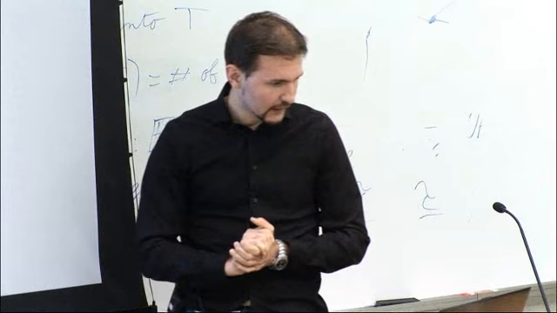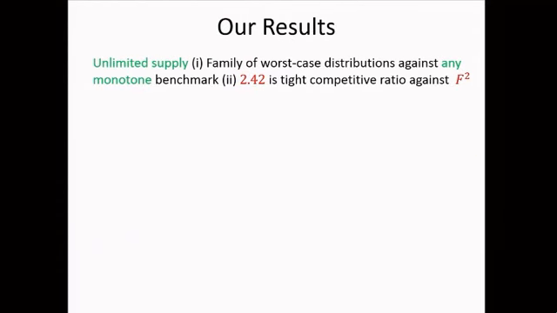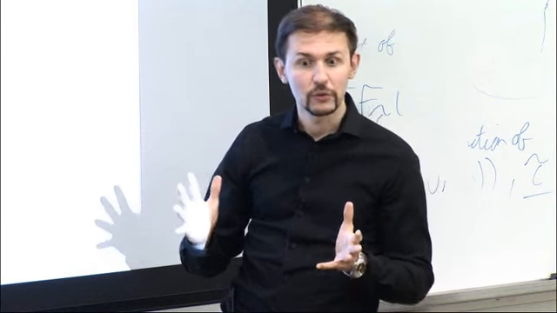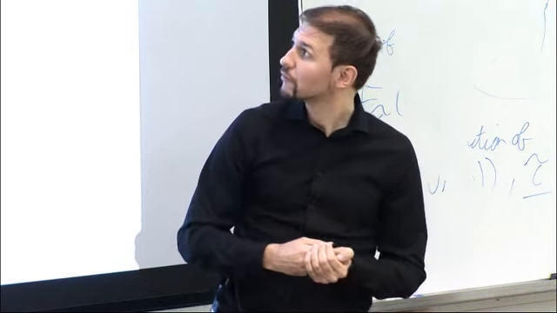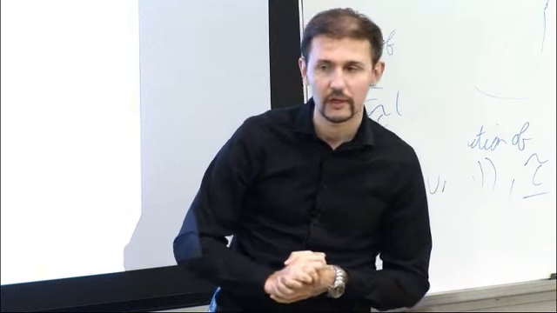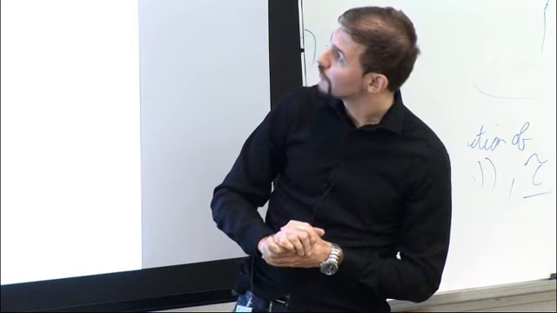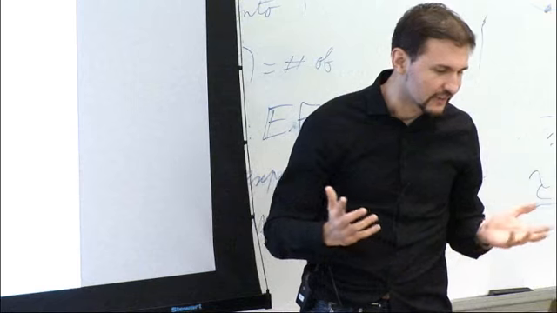For the unlimited supply case, the most important step in the proof was the following. For the family of all monotone benchmarks, imagine that somebody gives you any function that is just monotone, and you want to answer the question: what is the competitive ratio with respect to this benchmark? Then it turns out that you don't need to look at all possible worst-case distributions that you might imagine trying if you want to use the minimax principle, but instead do a much more narrow search within some small class of worst-case distributions.